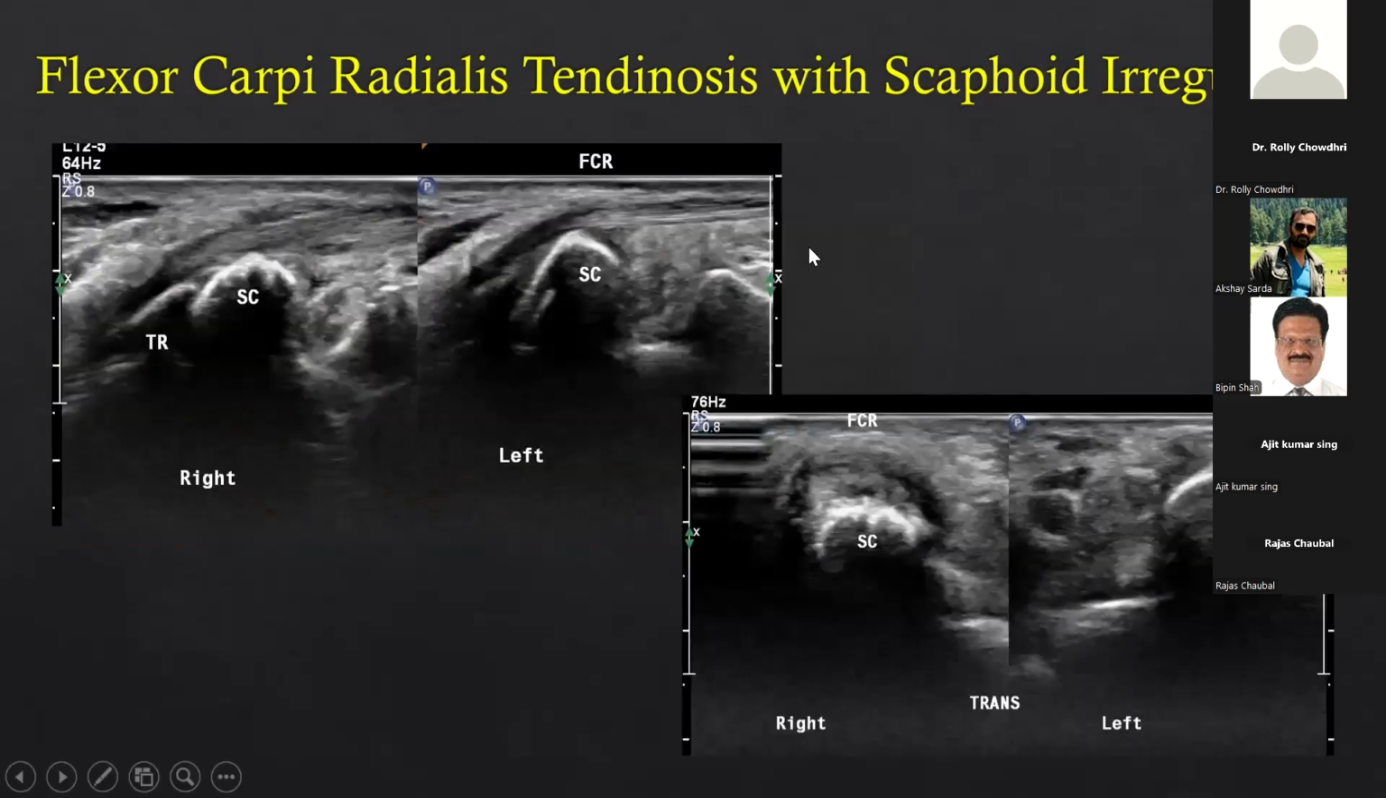Here's one more case where, as it goes through the tunnel, the most common problem occurs. This is the asymptomatic side where we can see a smooth scaphoid, and a normal sized flexor carpi radialis going beyond the scaphoid bone and inserting on the metacarpal. Whereas on the affected side, we have a thickened tendon with peritendinous thickening and underlying scaphoid irregularity.